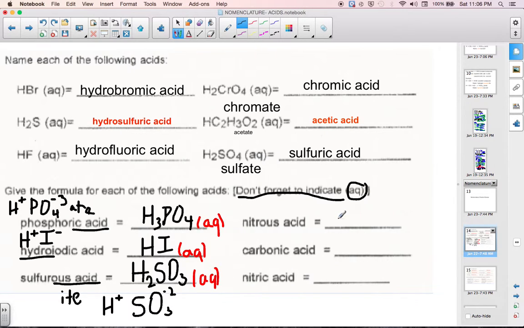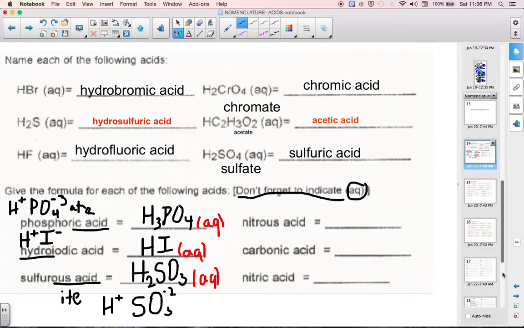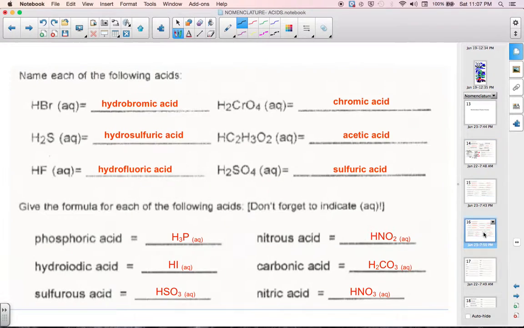Nitrous acid. What is that? Nitrous acid. Carbonic acid, nitric acid. Okay, using the same system that I just did, you can figure out the formulas. So the final formulas should be HNO2, H2CO3, HNO3 for nitric acid. Make sure they all have the aqueous sign. Okay.